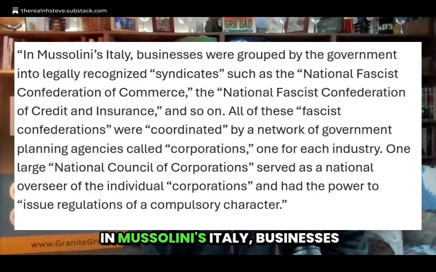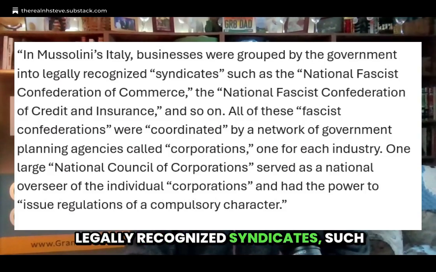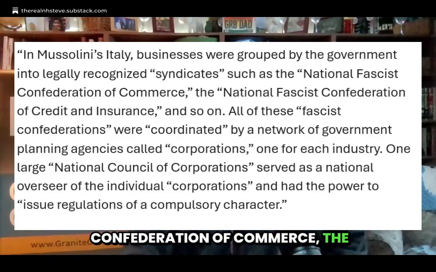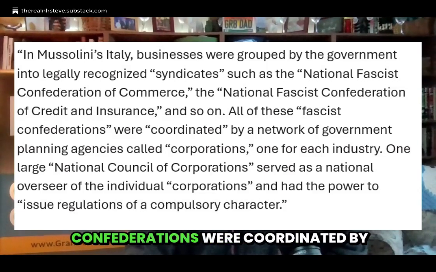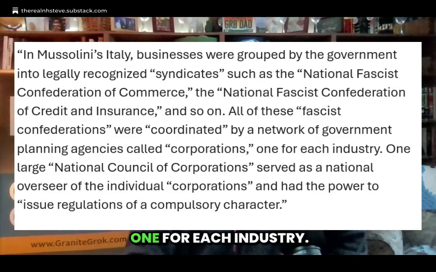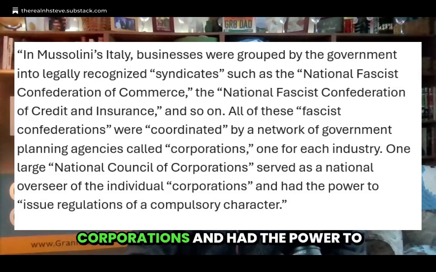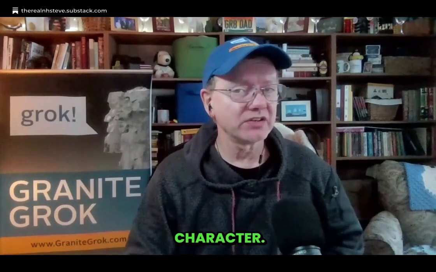Quote, in Mussolini's Italy, businesses were grouped by the government into legally recognized syndicates, such as the National Fascist Confederation of Commerce, the National Fascist Confederation of Credit and Insurance, and so on. And all of these fascist confederations were coordinated by a network of government planning agencies called corporations, one for each industry. One large national council of corporations served as a national overseer of the individual corporations and had the power to issue regulations of a compulsory character.